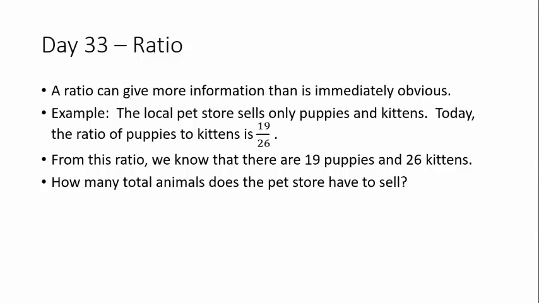A ratio can give more information than is immediately obvious. Let's think about this example. The local pet store sells only puppies and kittens. Today, the ratio of puppies to kittens is 19 to 26. So based on this ratio, we know that there are 19 puppies in the pet store and 26 kittens.